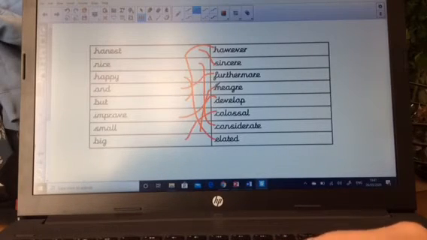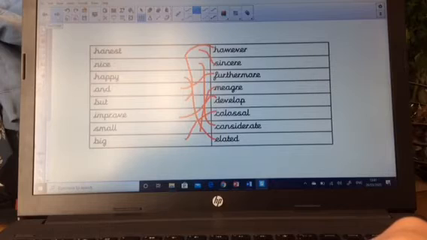Have a look at yours. Do your answers match mine? I'll give you a few minutes to check.